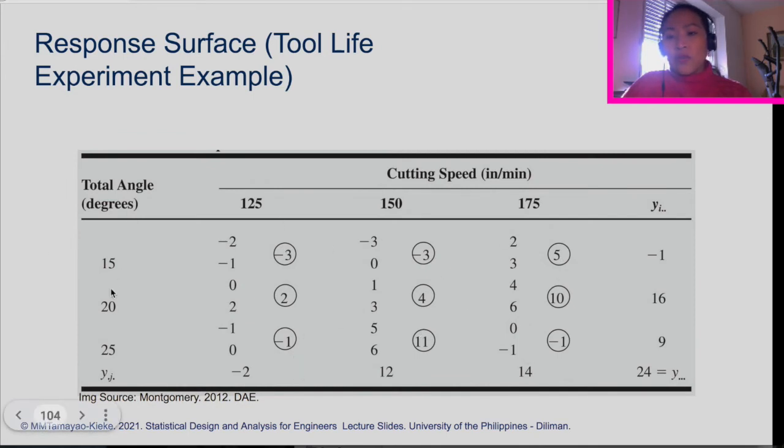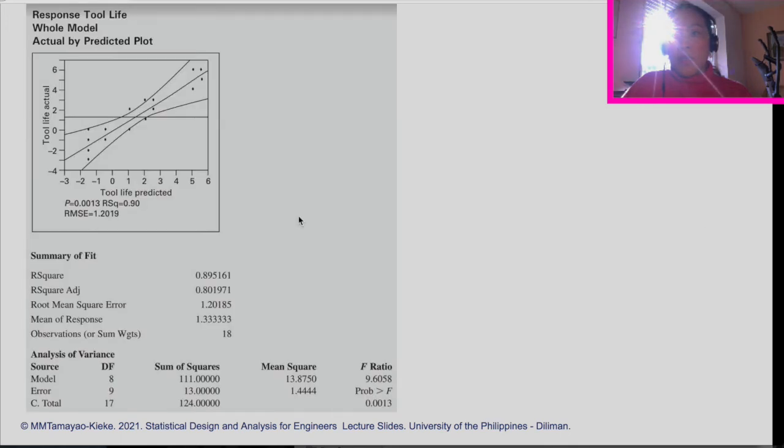So you have 3 levels for tool angle, in degrees, and then 3 levels for cutting speed in inches per minute, and of course you have here the row totals, the column totals, and the grand total.